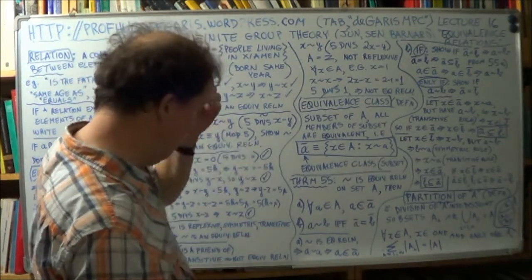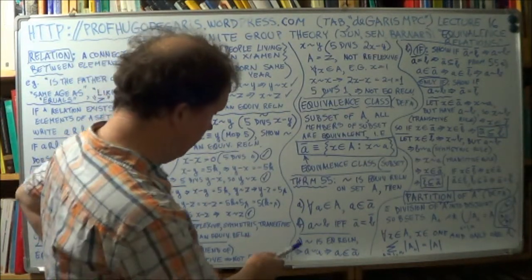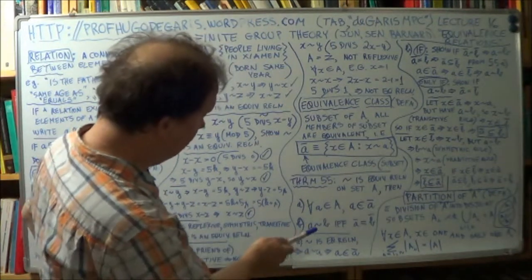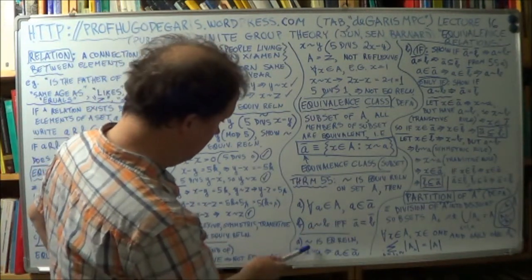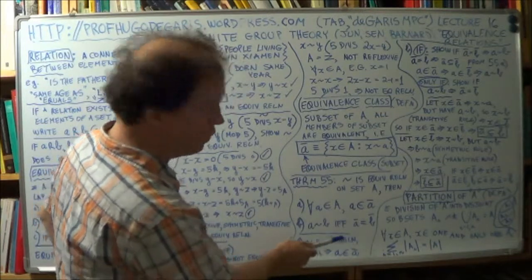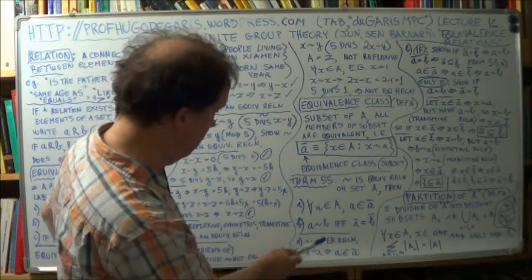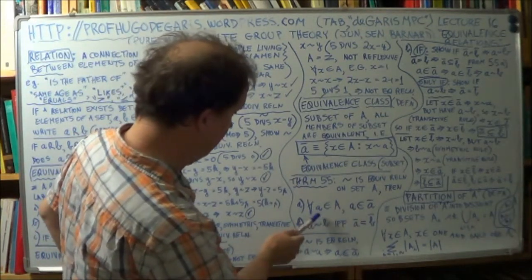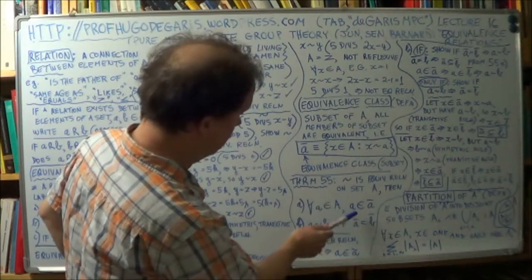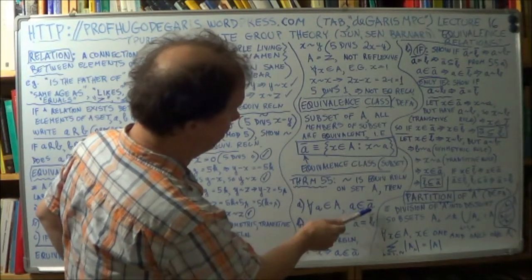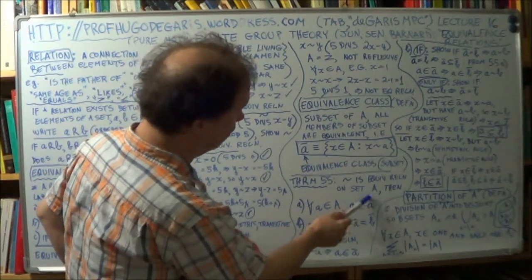All right? Well, let's prove the first one. Now, this tilde here is an equivalence relation. Right? So we're trying to show that A is a member of its own equivalence class.